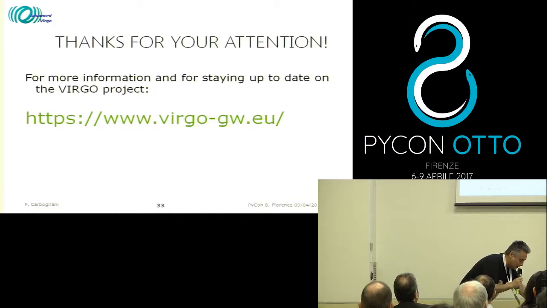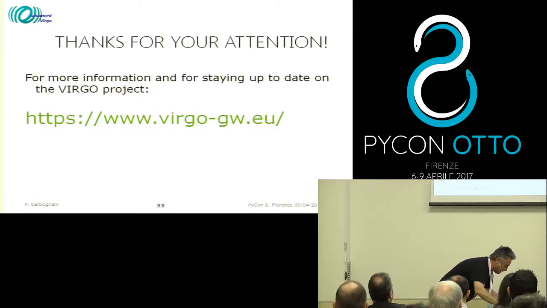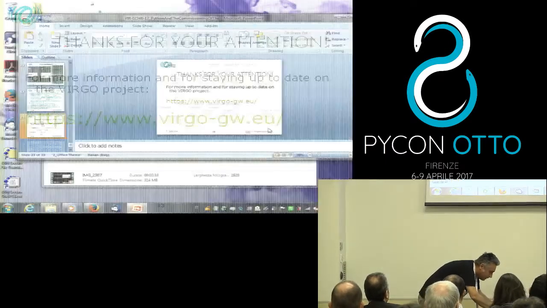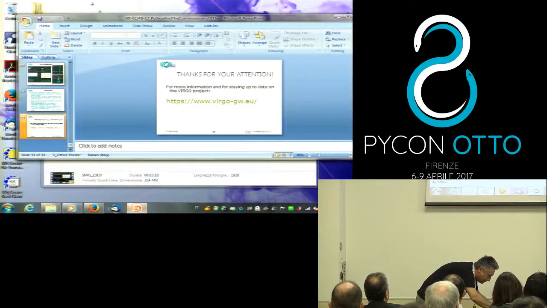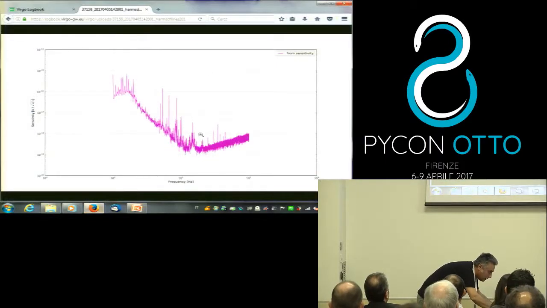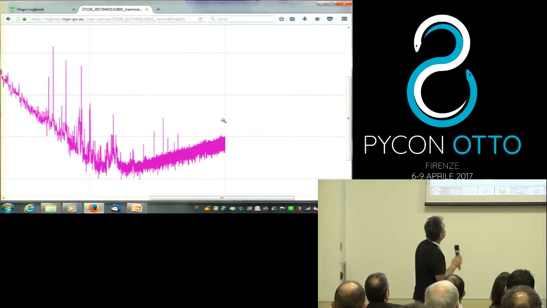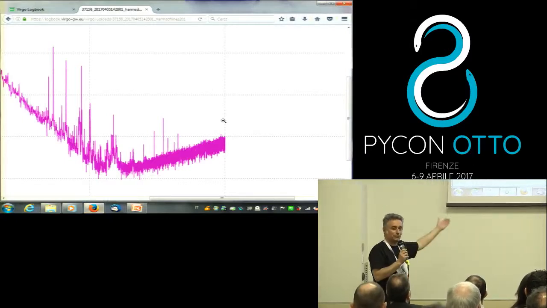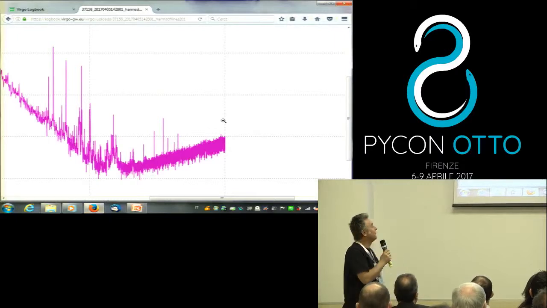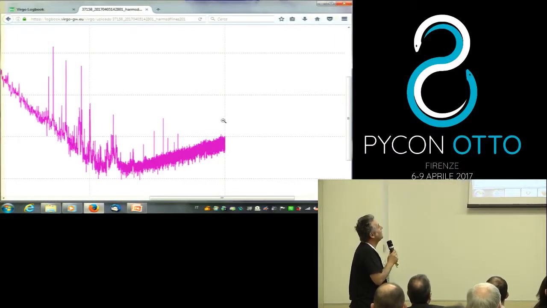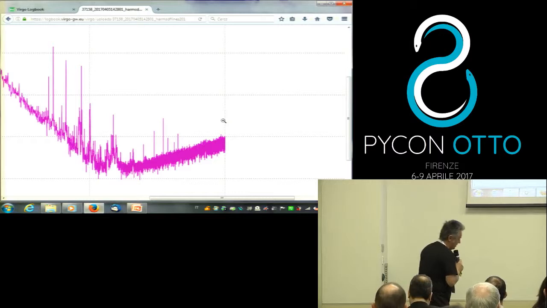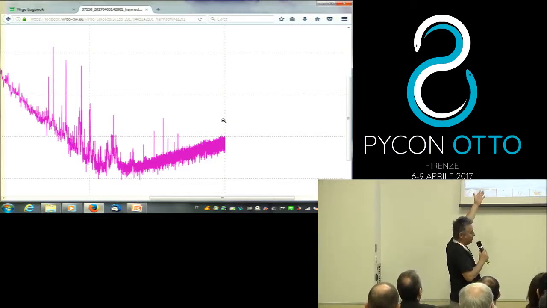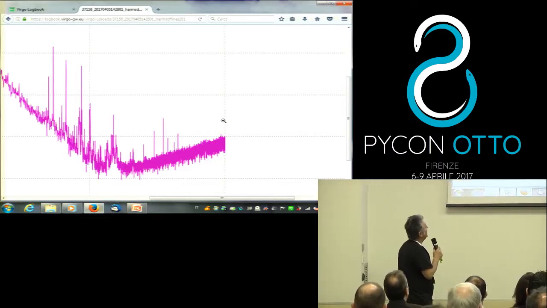Just one last thing, since, as I said, it's just been a sensitivity curve made a few days ago. So this is freshly baked. First final product of the machine.